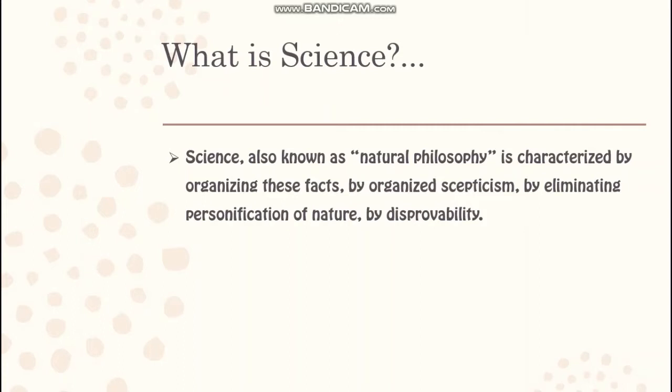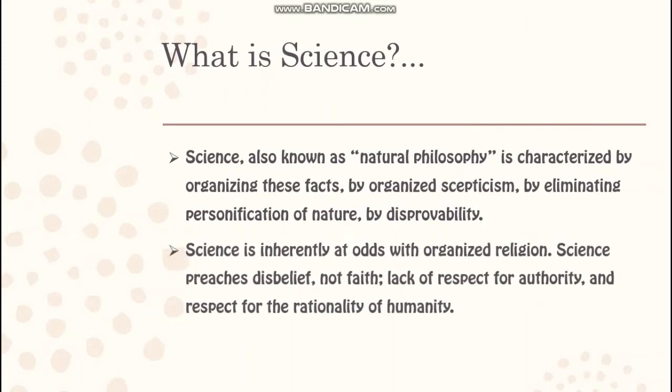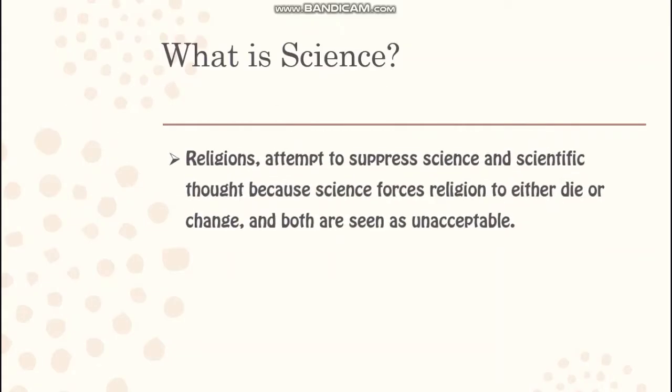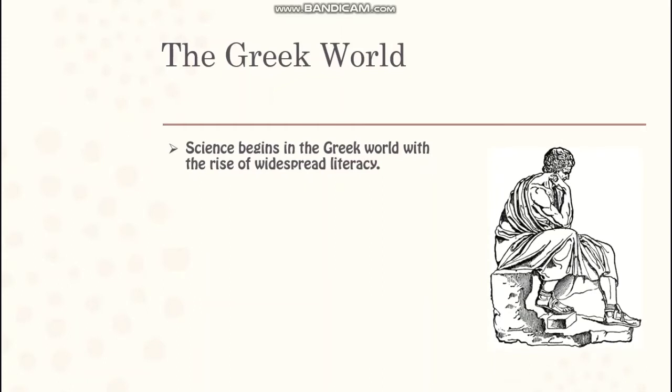What is science? Science, also known as natural philosophy, is characterized by organizing these facts, by organized skepticism, by eliminating personification of nature, by disprobability. Science is inherently at odds with organized religion. Science preaches disbelief, not faith, lack of respect for authority, and respect for the rationality of humanity. Religions attempt to suppress science and scientific thought because science forces religion to either die or change, and both are seen as unacceptable.